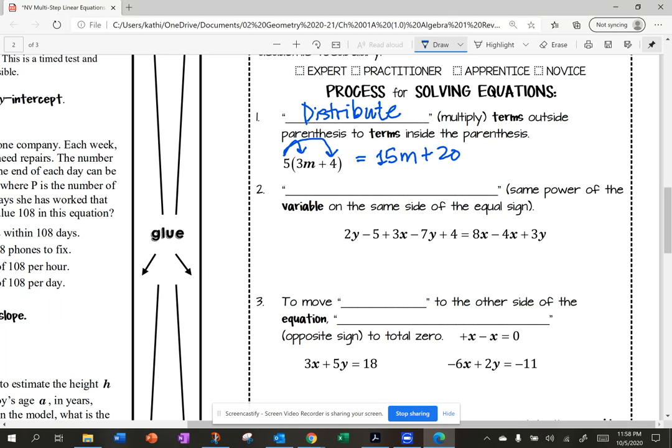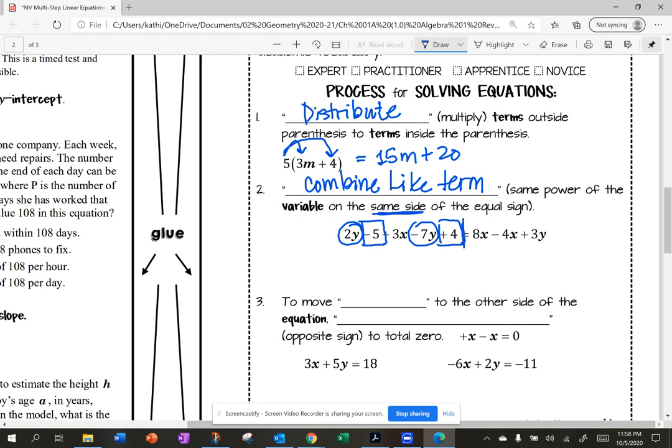Okay, next thing I want to hear for academic word is combine like terms. Combine like terms means the same power of the variable on the same side of the equation. Let's look on the left side of the equation. The like terms I have are 2y and minus 7y. And I have a constant, minus 5 and plus 4.